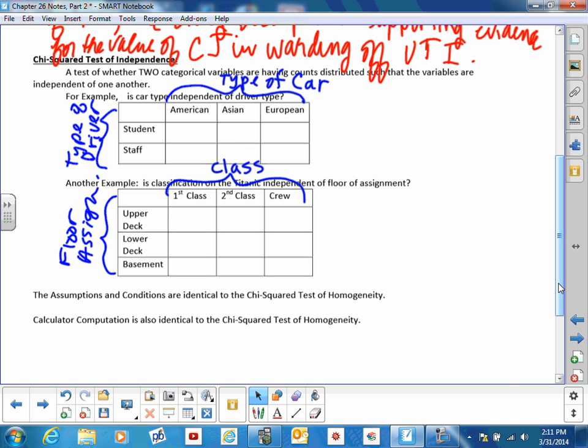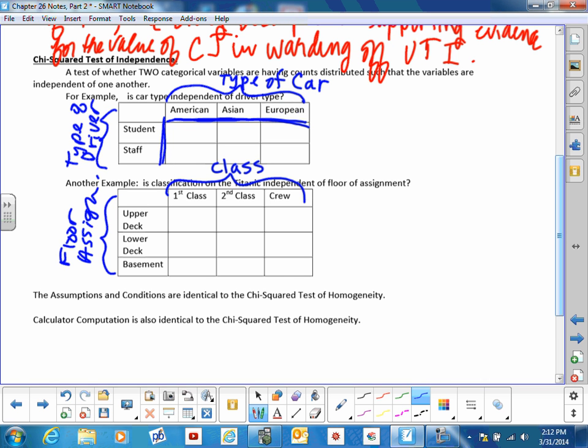In this first example, we're wondering, is the type of car, Asian American or European, independent of the type of driver, student or staff member? Okay, so those are my two variables. Type of car is one variable, and then type of driver is the other variable. So there's my two categorical variables that I'm comparing.